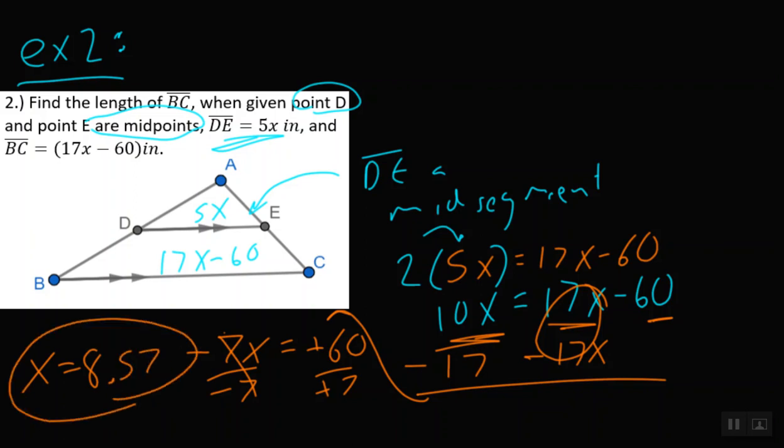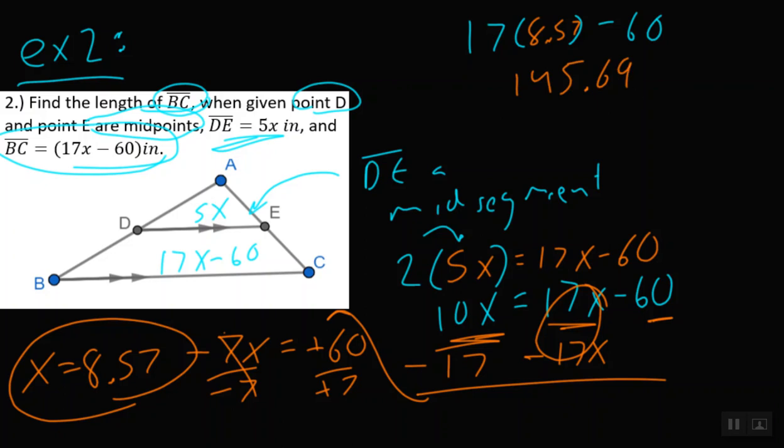Now from here, what's the question asking us for? Is it asking us for DE or BC? In this case, since it's asking for BC, we have to use the 17x minus 60. Now, of course, guys, our x value is what we just found, 8.57. And let's go ahead and multiply through. 17 times 8.57 will be 145.69 minus 60. And when we do that, what are we going to get? We're going to get 85.69.